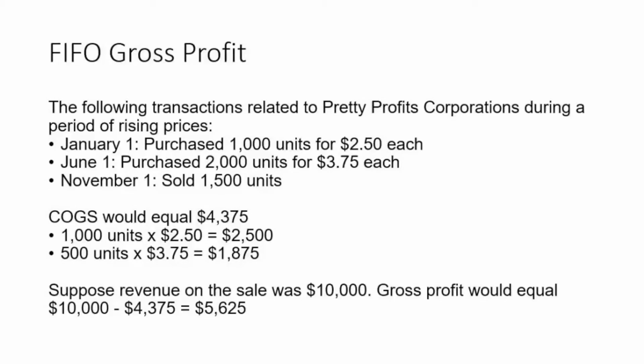So assuming FIFO, we will say that we sold 1,000 units at $250 each, to use up our oldest inventory first, and then we'll take the remaining 500 units and multiply that by 375, because those are from our newer purchase, and that will give us a total cost of goods sold of $4,375. So suppose revenue on the sale was $10,000, that means that gross profit would equal $5,625. So you're not able to really see the impact of FIFO during rising prices yet, but we're going to use this and compare it to a period of falling prices next.